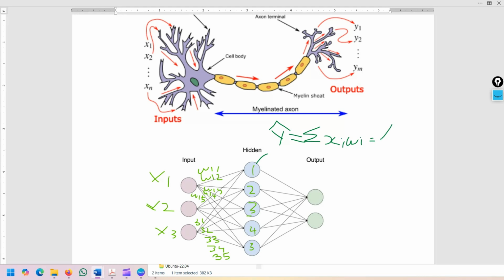After that we apply the activation function, which is 1 by 1 plus e to the power of minus y. With that, the maximum value we get is 1, so the output ranges from 0 to 1. Suppose the outputs here are 0.1, 0.3, 0.4, 0.5 and 0.6.